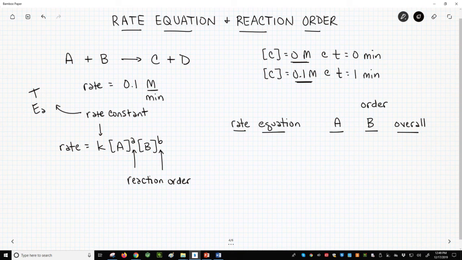If you total all the exponents, you will know the overall reaction order. So there's a reaction order for each reagent and an overall reaction order. Let's make up a rate equation. So over on the right, rate equals K times the concentration of A times the concentration of B.